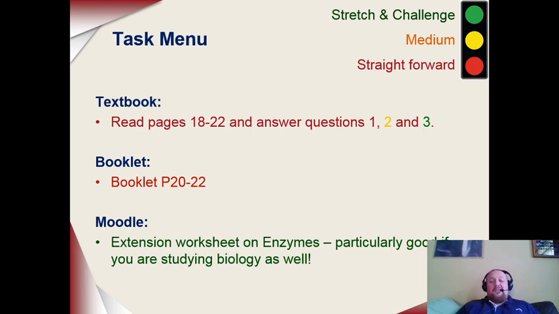And if you want a little bit of an extension, especially if you study biology, have a quick look at the extension worksheet on enzymes, which is on Moodle. Well worth having a look at. Remember that rates of reaction, catalysts, etc., are really important in biological systems.